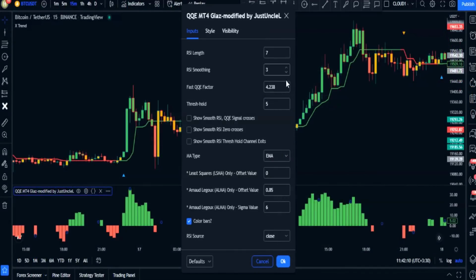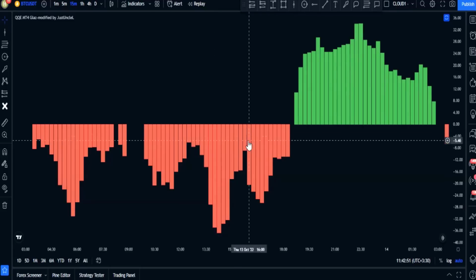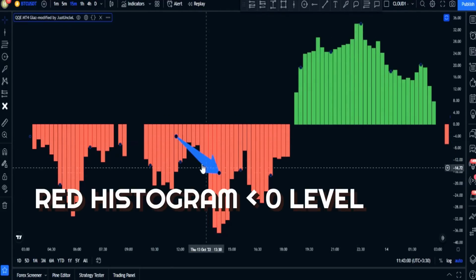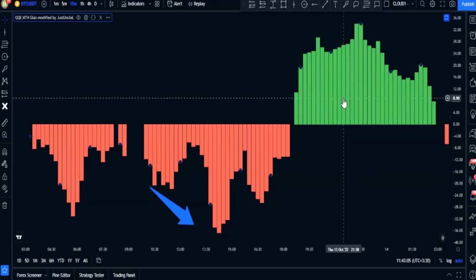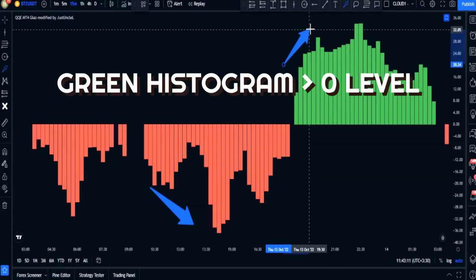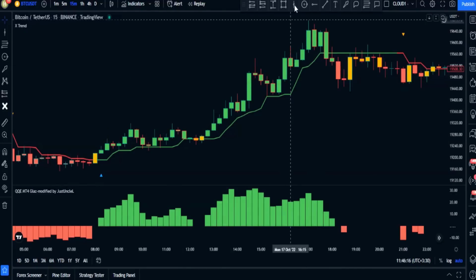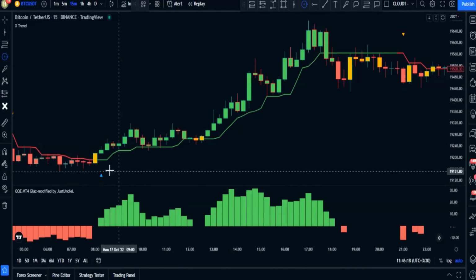So click OK. Now let me explain the QQE indicator. Whenever we have a red histogram and the histogram is below the 0 level, it means that we're in a downtrend. And whenever we have a green histogram and the histogram is above the 0 level, it means that we're in an uptrend. Now let's add this indicator to our setup and see how we can trade with this confirmation indicator.